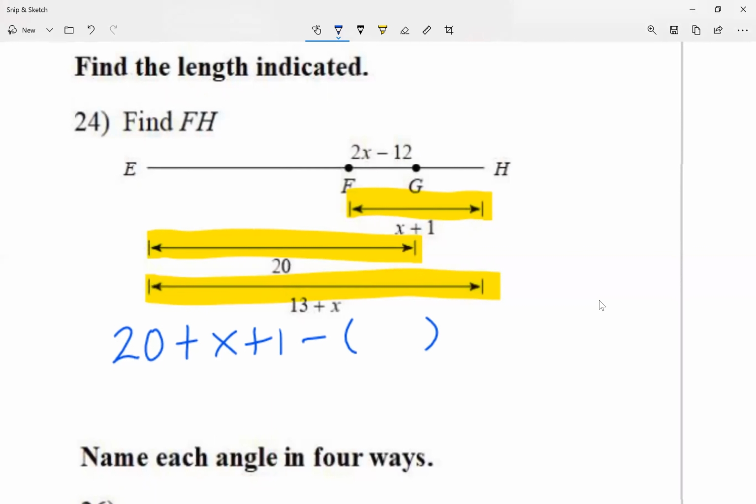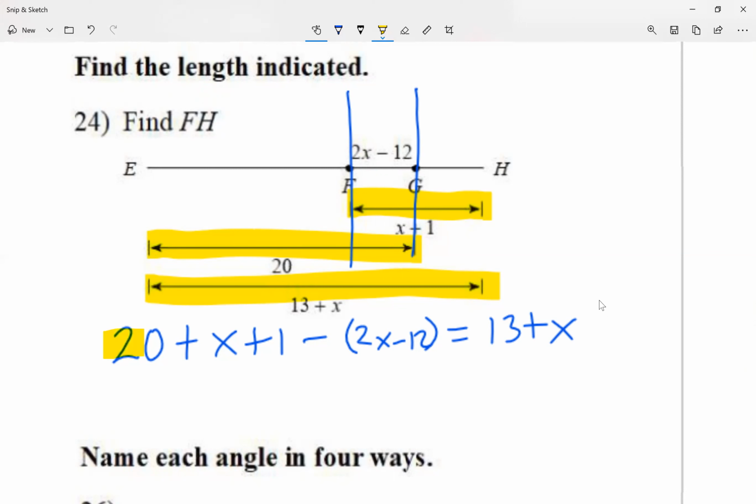I notice the overlap. Let me do this segment. Let me cut this right here. This is the overlap. I notice on the very top that the overlap is 2x minus 12. And all of this is going to equal 13 plus x. Notice I added two small segments. Let me emphasize, this was one segment. This was the other segment. And I subtracted the overlap, and that was equal to the big segment.